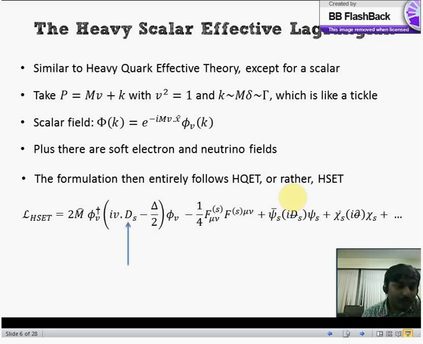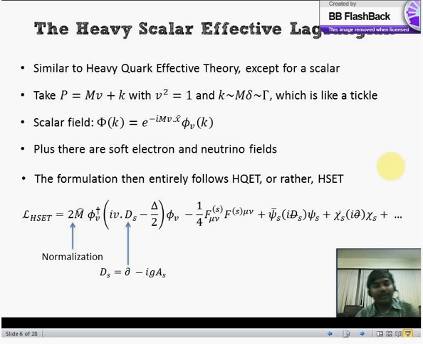There are of course other fields such as the soft electron and neutrino, so this is not the whole story, but just for the scalar effective field theory we have this kind of a Lagrangian, which is very similar to the HQET Lagrangian. Now to note a few things, here is 2m, and the m with a hat is the renormalized mass. This normalization is mostly a non-relativistic normalization, so we'll have a 2m. We have to keep track of this 2m later on when we do a matching.